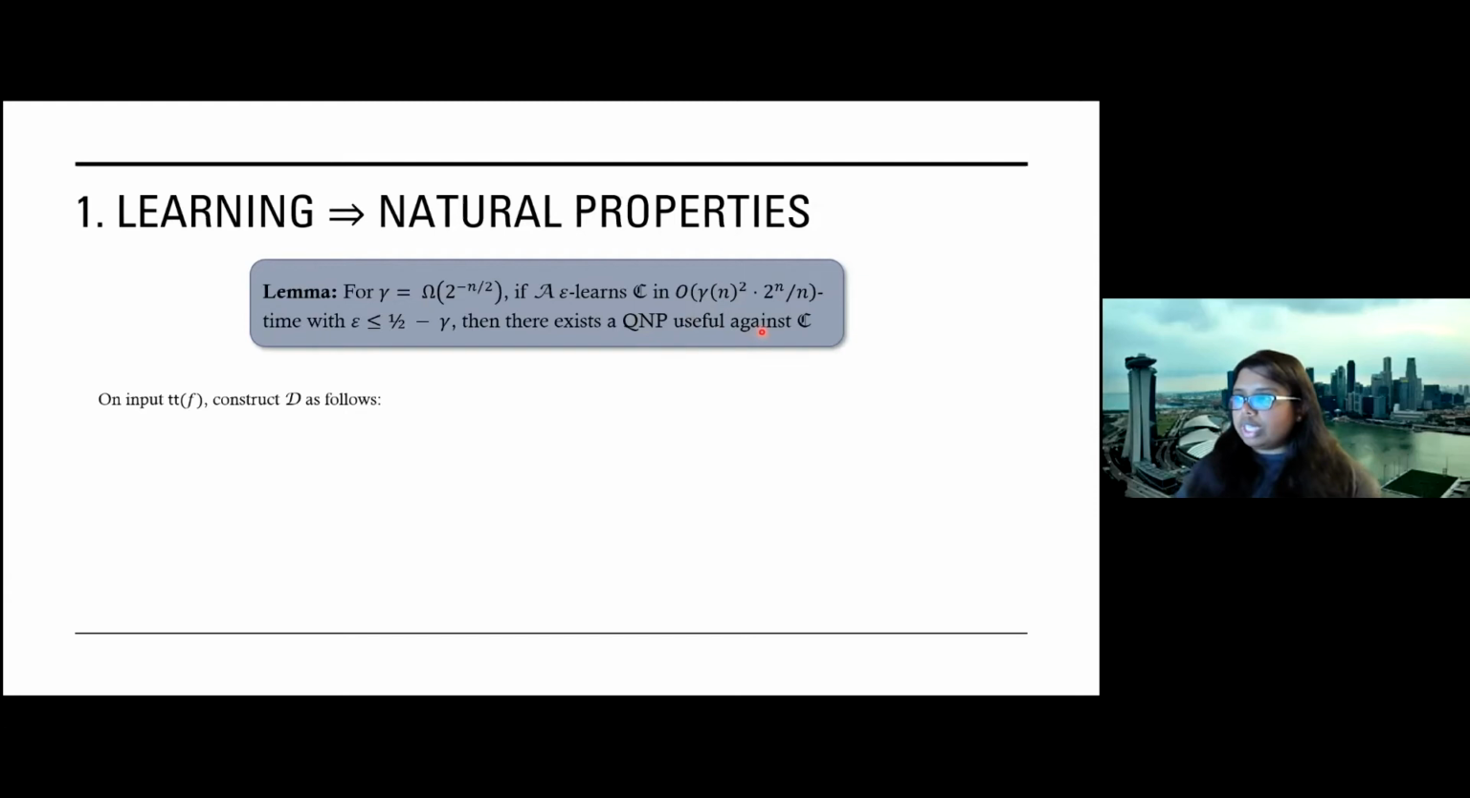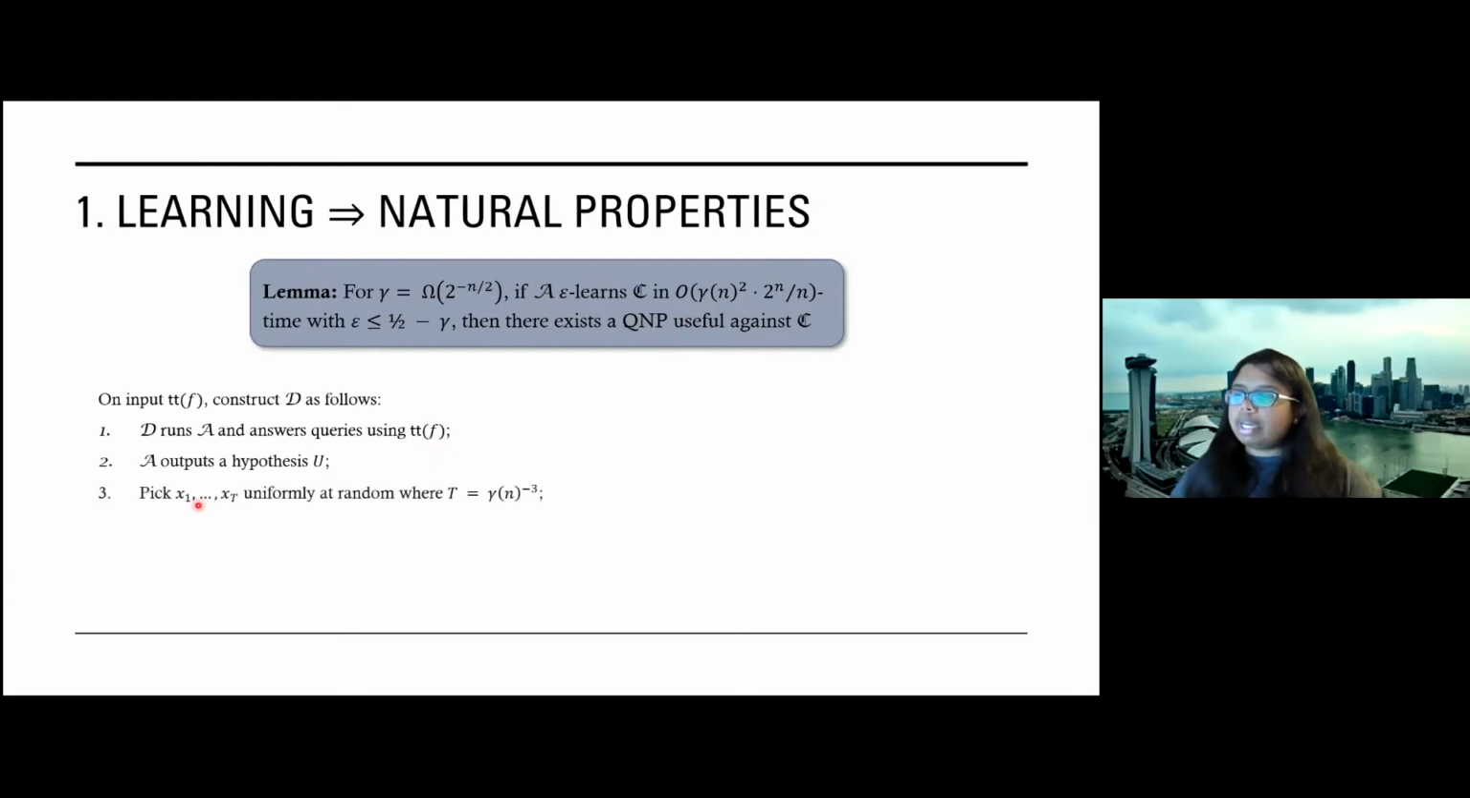How do you construct this? Well, the natural property is essentially an algorithm, right? So what is this algorithm going to do? It's going to use the learning algorithm A. And anytime A makes a query, it's going to use the truth table of F to answer those queries, because that's what it has access to.